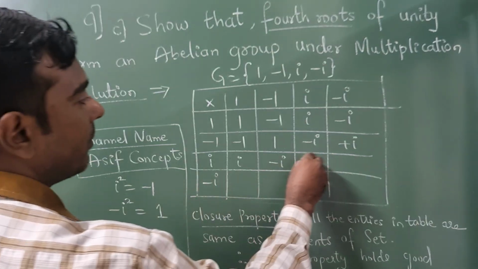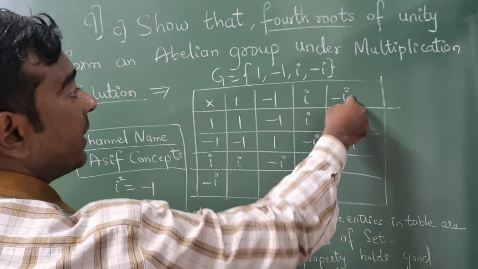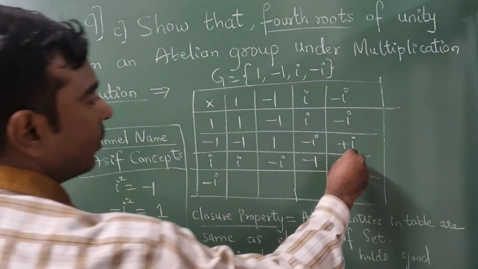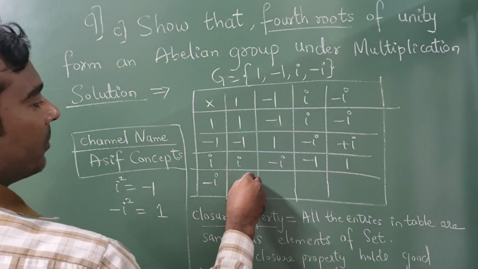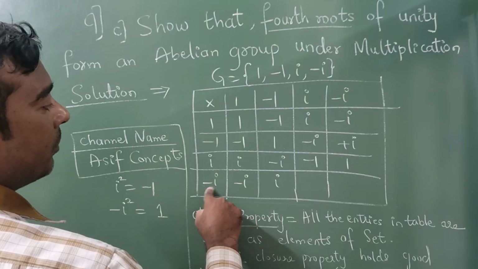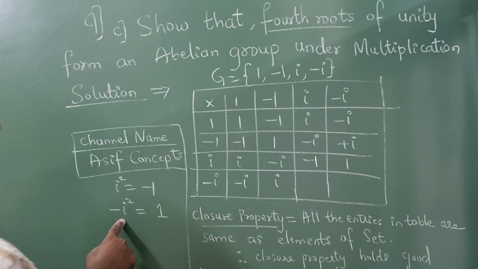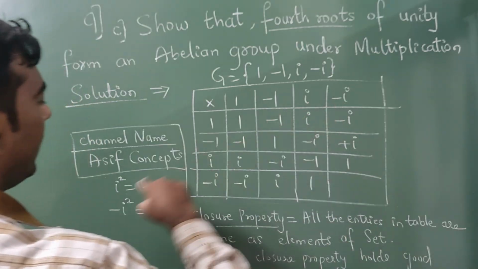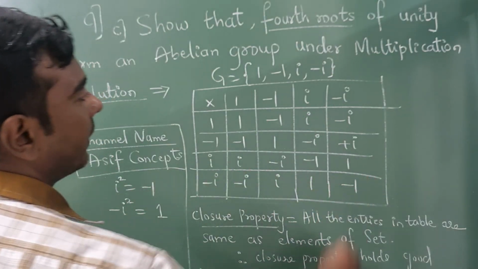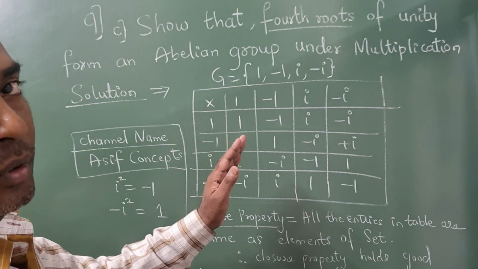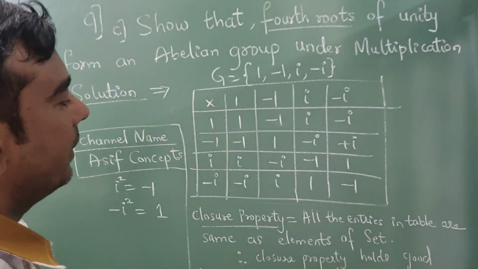So what must I write? Minus 1. i into minus i is minus i square, so it is 1. This will be minus i. This will be i. Minus i into i is minus i square, so it is 1. Minus into minus is plus. i into i square is minus 1. I hope you understood this. This is how you need to write the table.